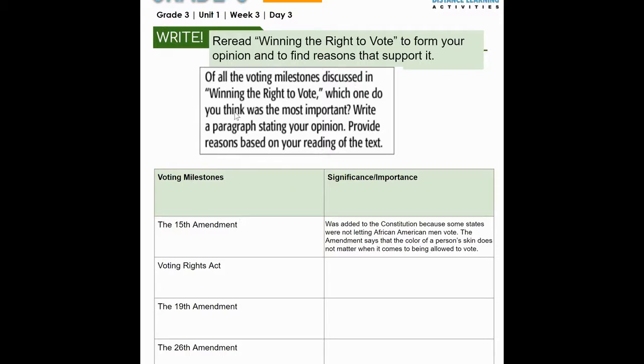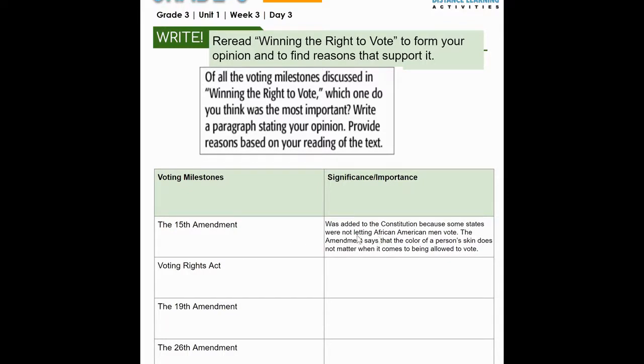So because your prompt is asking you which voting milestone is the most important in your opinion, that is why on your chart you have different voting milestones, okay? You have the 15th Amendment, Voting Rights Act, the 19th Amendment, the 26th Amendment. I didn't include all of them, I just wanted to narrow it down so that you can just pick out of these. But what you are going to do now is you're going to go back to the story, Winning the Right to Vote, and you are going to tell me the significance or importance of each milestone.